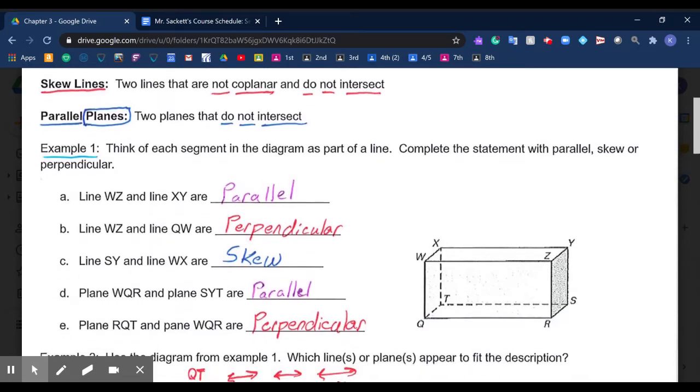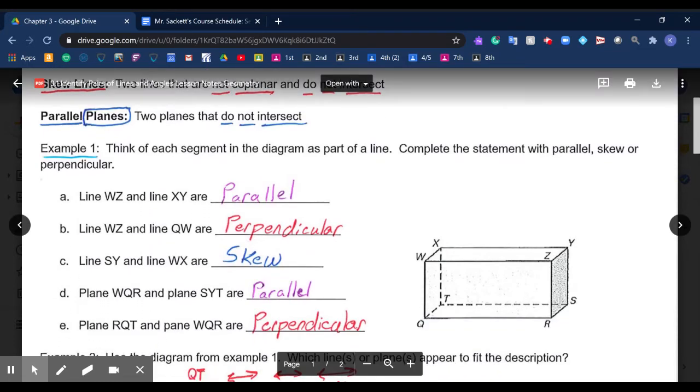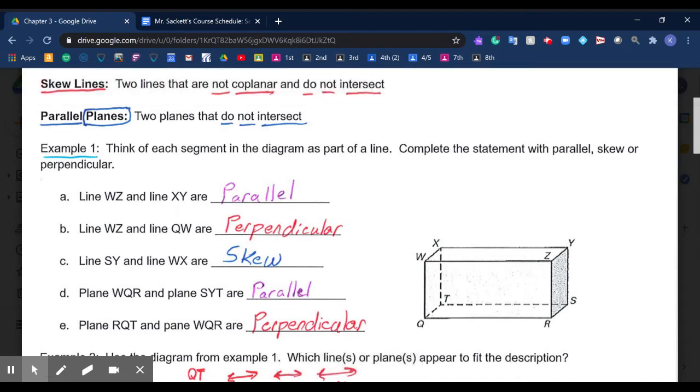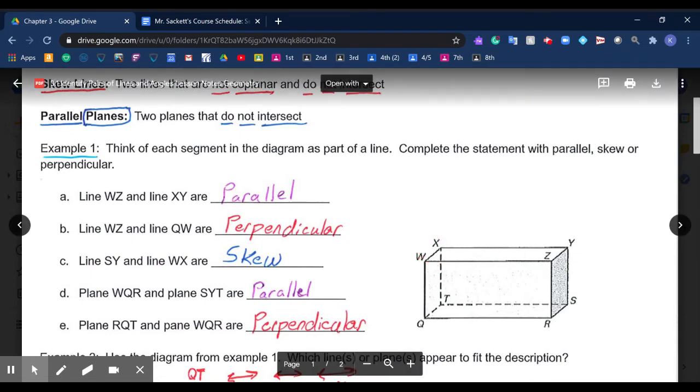Example 1 says, think of each segment in the diagram as part of a line. So for example, XW is a segment that would be part of line XW going on forever. Or same with XY. So complete this statement with parallel, skew, or perpendicular.